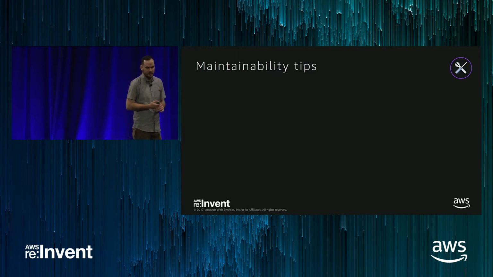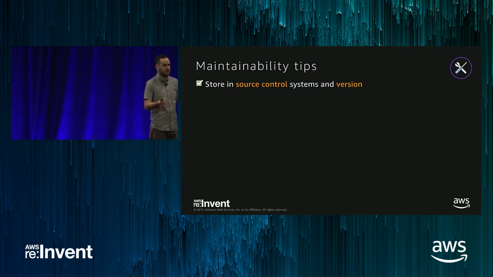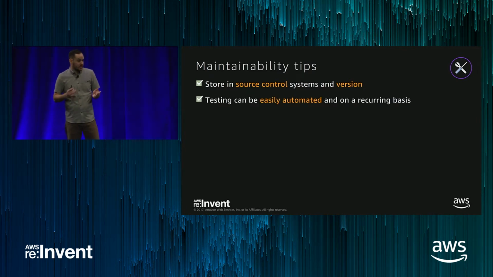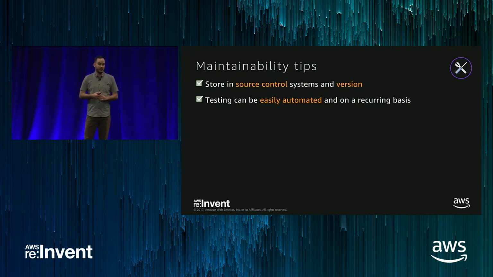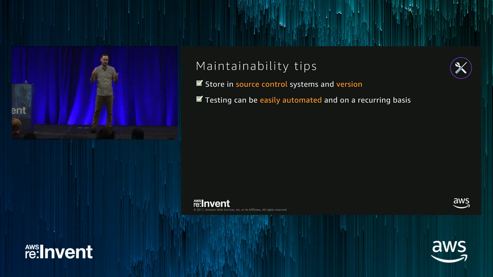So in terms of maintainability, you always want to store everything in some source control system and keep them versioned. That way you can go back and see what the differentials are, and make sure that if a regression was introduced, you can revert back to a version. Ensure that the testing can be easily automated and happens on a recurring basis. Great templates allow you to do this. They allow you to create a parameter file. You can use a CI pipeline to run some recurring tests every time there's a change.